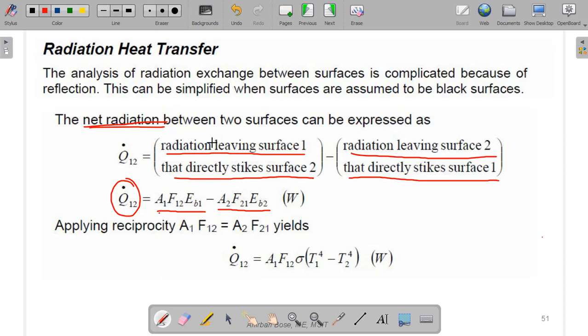Okay, so if you put the value of EB1 and EB2, which are basically sigma T1 to the power 4 and sigma T2 to the power 4, and from the reciprocity relation these two quantities A1 F12 and A2 F21 are the same, you just take this quantity common along with sigma, and you will get this result. So this is the radiation heat transfer in case of black bodies between surfaces 1 and 2. This is the net radiation that is coming out of 1.